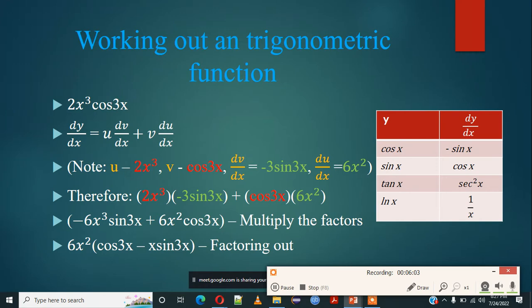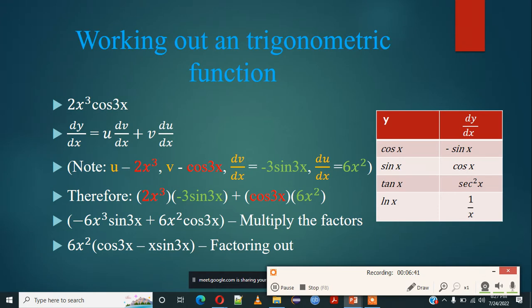And then when we substitute this into our formula, we have 2x cubed times minus 3 sin 3x plus cos 3x times 6x squared. Then this one will give us minus 6x cubed sin 3x plus 6x squared cos 3x. That is when you multiply these factors and open the brackets. Then when we factor out, we have a common factor, that is 6x squared, and in the bracket we have cos 3x minus x sin 3x.